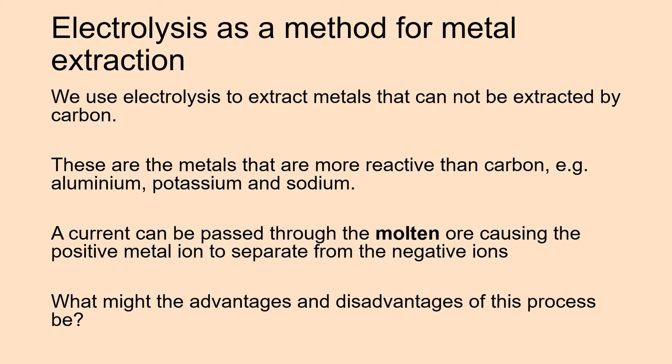So, electrolysis is a method for extracting metals. It is useful for extracting the metals that are more reactive than carbon. Go back to our lesson on the reactivity series to see which metals that is. A current can be passed through the molten ore, which causes the positive metal ion to separate from the negative ions. Can you think of some advantages and disadvantages of this process?